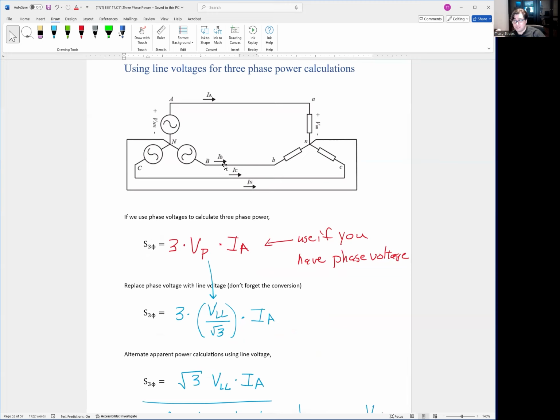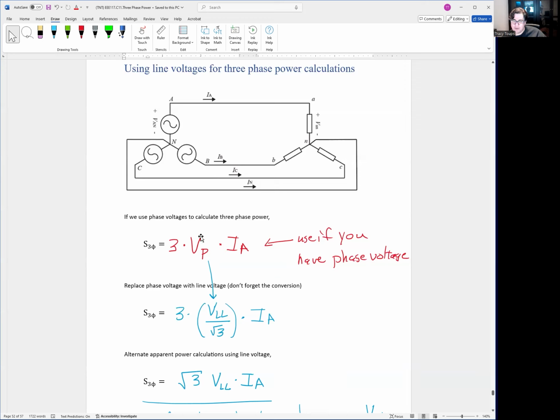Phase and neutral voltages on a Y-connected system only exist when there's a neutral. If there's no neutral, phase and neutral voltages don't exist. So we have to talk about line-to-line voltage because that's the one that's always there. It complicates the power calculations because normally we're using phase or phase-to-neutral voltages. Remember, I initially said three-phase apparent power is 3 times V phase-to-neutral times IA. We have to replace this with line-to-line voltages because that's what's more common.